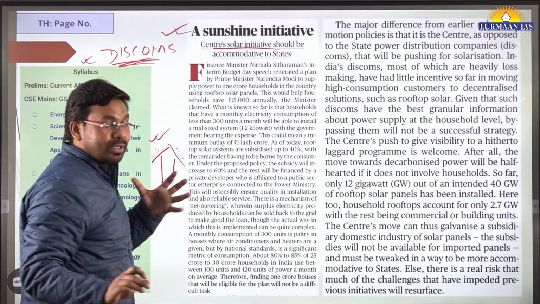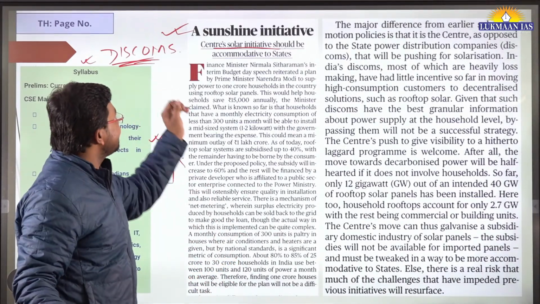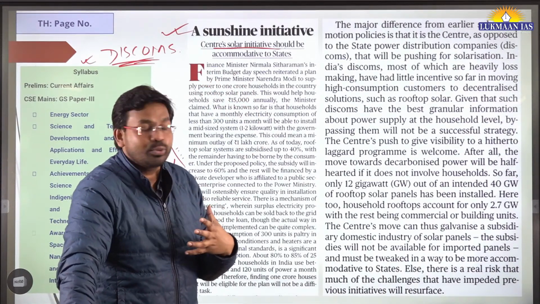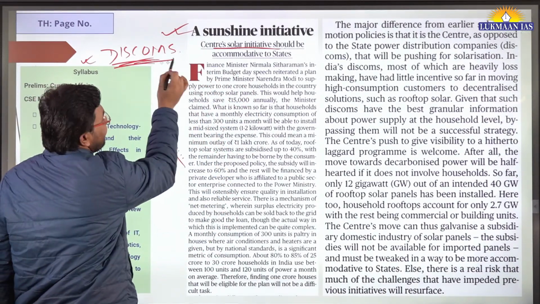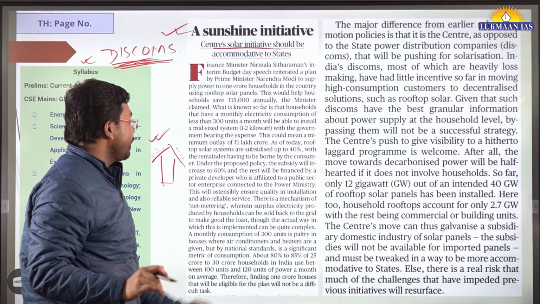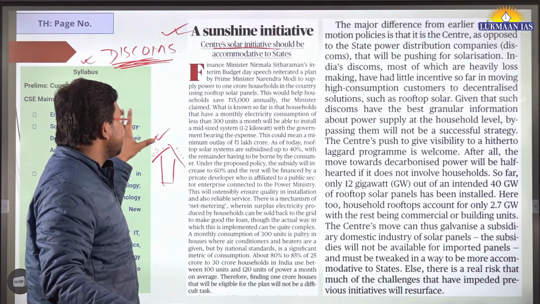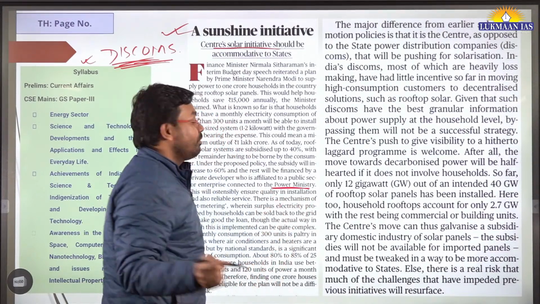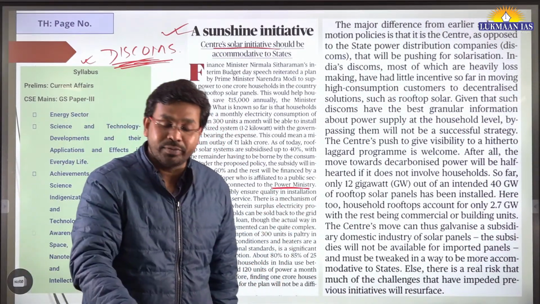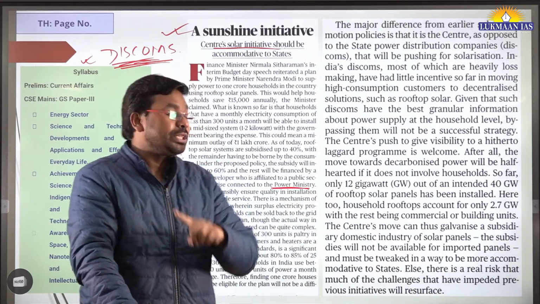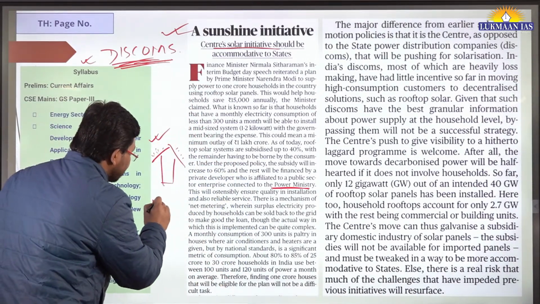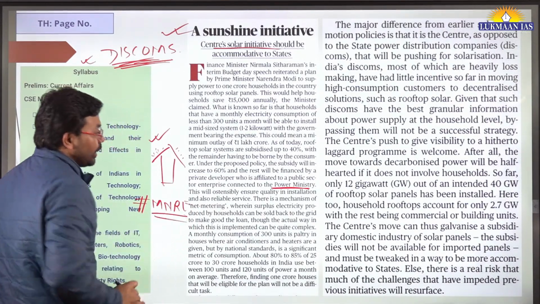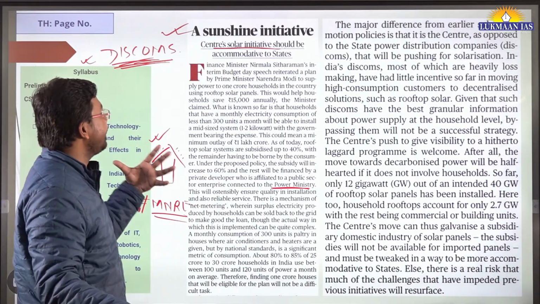So in this article, the author suggests that the center's solar initiative should accommodate the states. They should accommodate the, let's say, distribution companies' requirements also. So when we talk about solarization, the power distribution companies come under the Ministry of Power. When we talk about renewable energy, solar energy, they come under another ministry, which is known as the Ministry of New and Renewable Energy, MNRE. So this is a very, very important article.